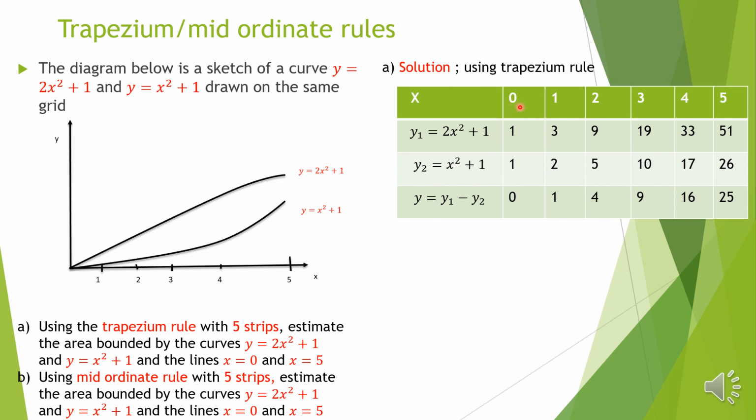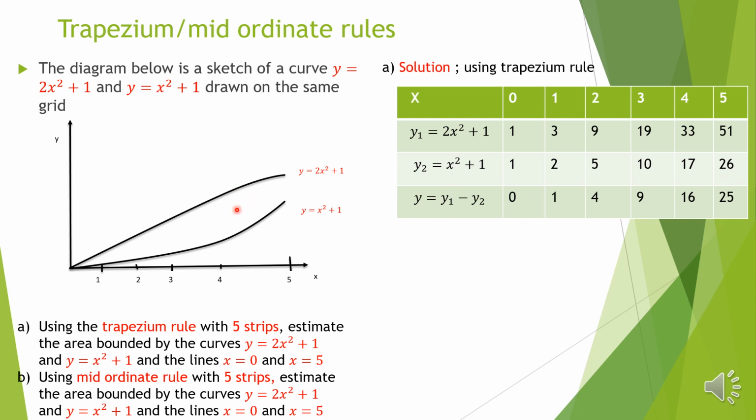Similarly, I'll substitute the values of x in this particular function: 0 squared plus 1, which is 1. Then I'll put 1 here, which will be 2. Then 2 squared is 4 plus 1, which is 5. I'll put 3 squared, 9 plus 1, 10. I'll put 4 squared plus 1, 17. And lastly, 5 squared plus 1, 26.